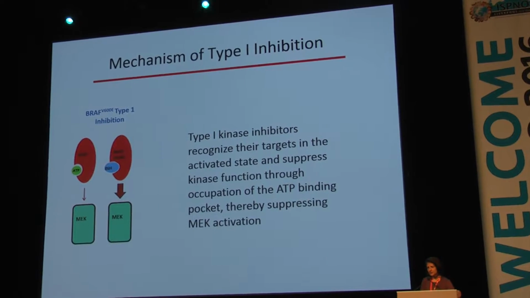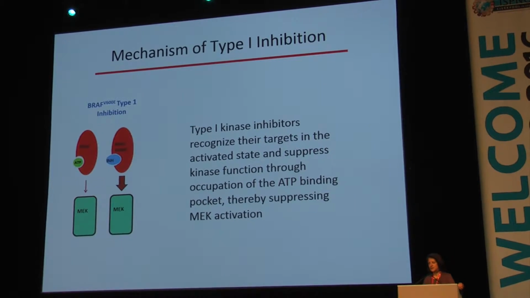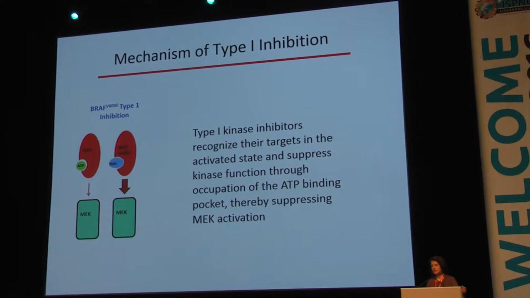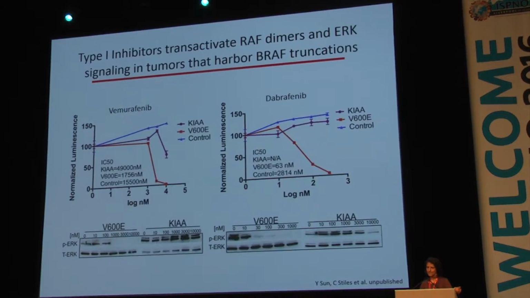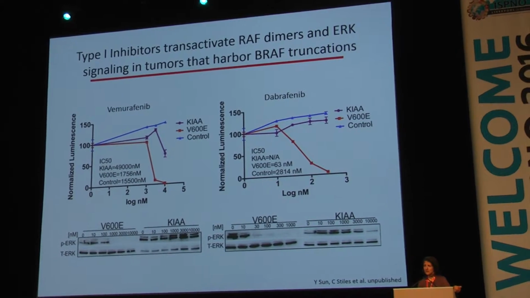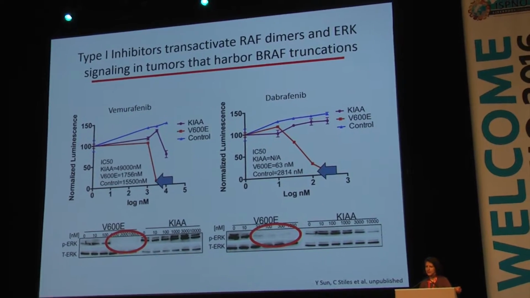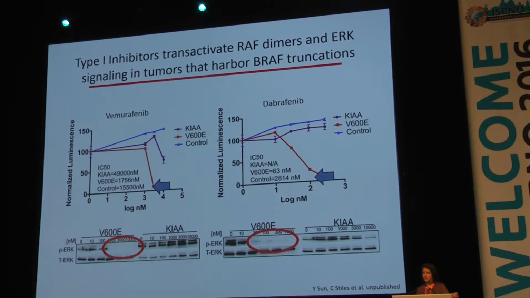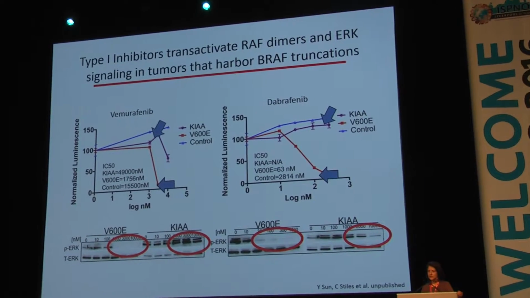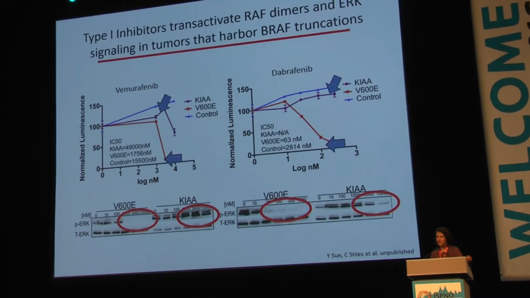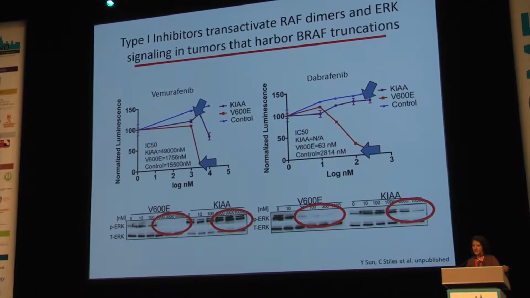So mechanistically, we just need to think about type I inhibition. Type I kinase inhibitors recognize their targets in the activated state, and they suppress kinase function by binding to the ATP binding pocket, and thereby suppress MEK activation. So when we looked in vitro, this is in fact what we saw. In our neural stem cells transduced with the V600E mutation, you saw a decrease in cell viability, and you also saw an inhibition of phospho-ERK signaling. In contrast, for those cells harboring the truncated fusion, you saw a stimulation of cell growth and an activation of ERK signaling in those samples.